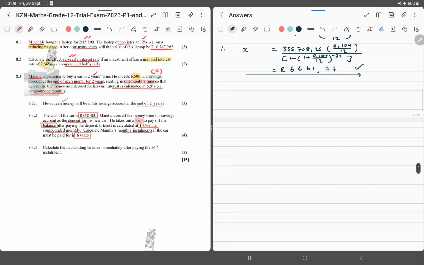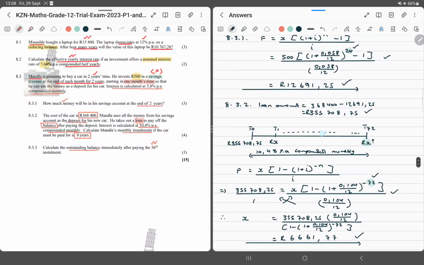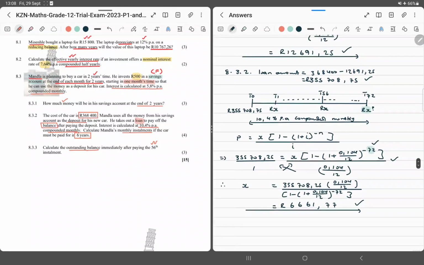So this is now 8.3. It says now calculate the outstanding balance after paying the 56th payment. Okay, now if we go back to our timeline and say maybe our 56th payment is there, and of course we were going to pay the amount X, which is what we have over there. So now if we exclude this one, we are simply going to have the difference between these two. So this is basically 72 minus 56. So that means we have 16 payments remaining.